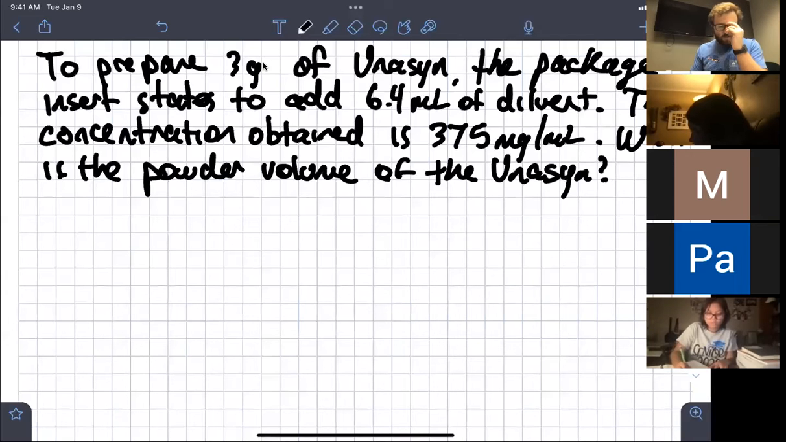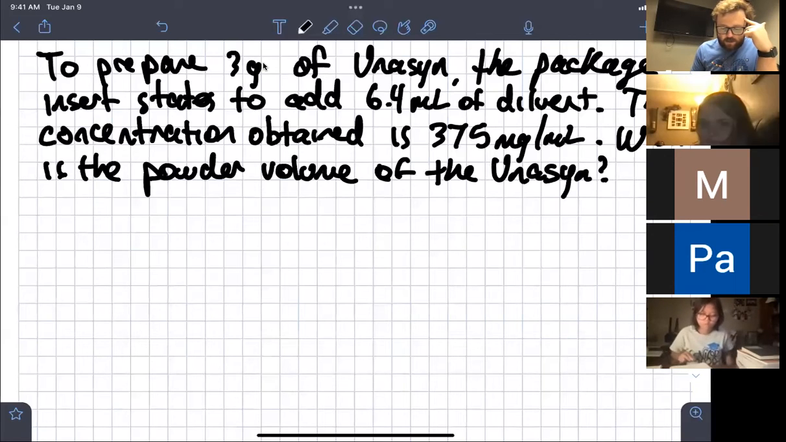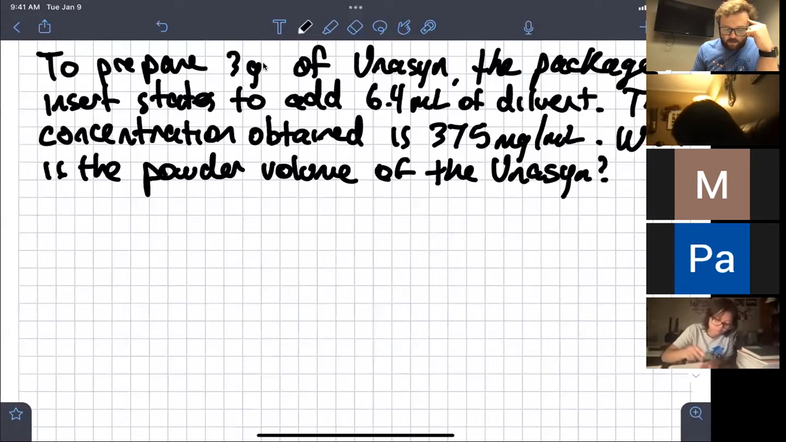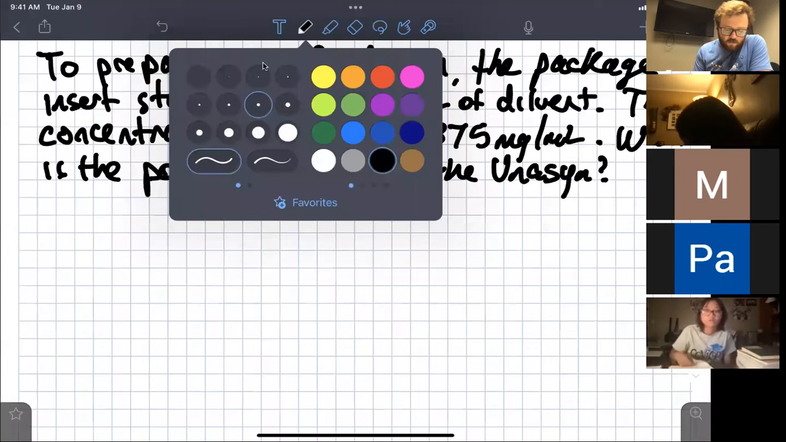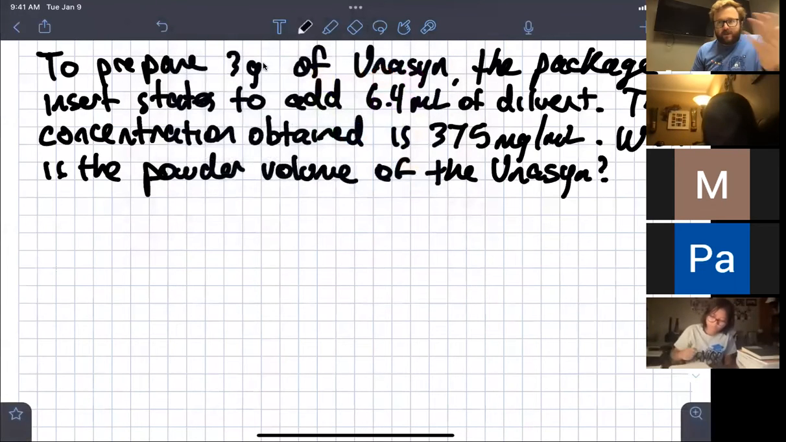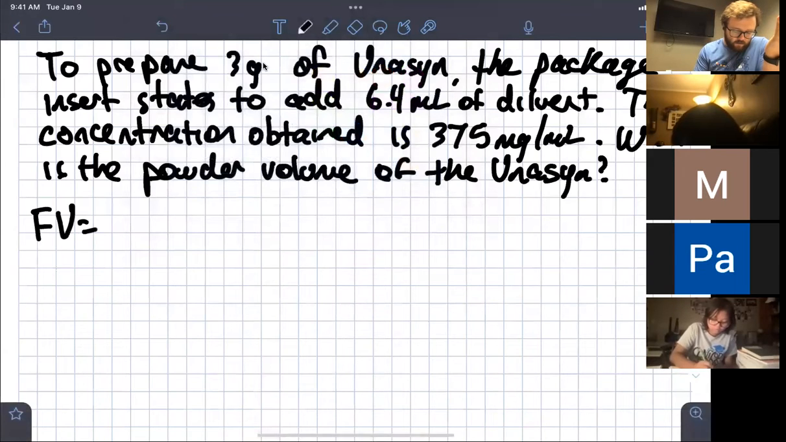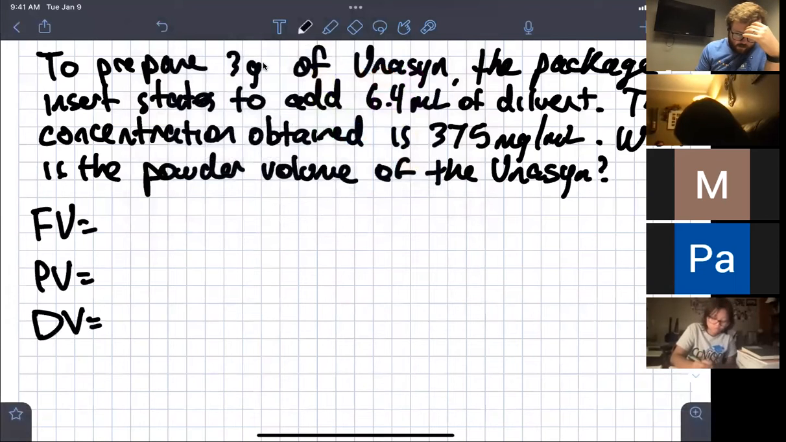All right, so I'm going to read that to you. To prepare 3 grams of Unasyn, the package insert states to add 6.4 milliliters of diluent. The concentration obtained is 375 milligrams per mil. What is the powder volume of the Unasyn? So that's a little bit easier to digest than the previous one because it's laid out with words. But once again, when you have identified that the problem is a powder volume, I want you to start with FV, PV, DV. And you can go ahead and write the formula below if you want.